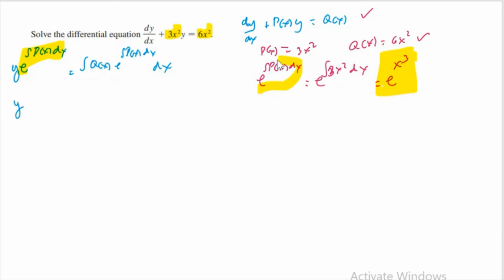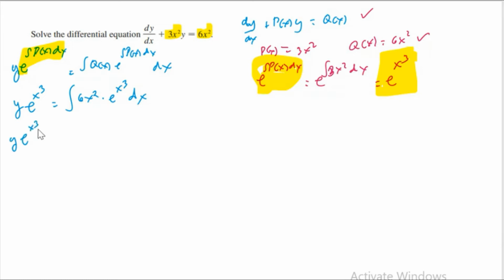So we have e raised to the integral of p of x dx, which is now equal to e raised to x cubed. So I will write now e raised to x cubed is equal to the integral of the q of x, which is 6x squared, times the integrating factor, which is e raised to x cubed, and dx. Now, we are going to simplify our integrand on the right-hand side.